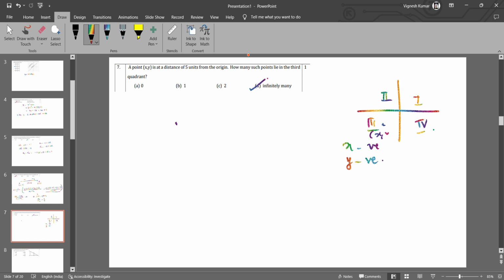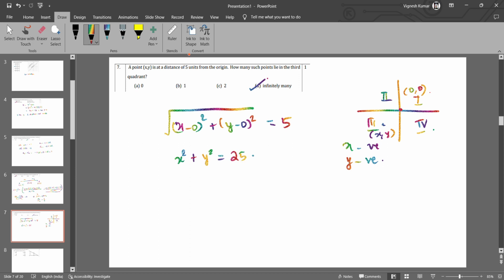There is a point, say x comma y, in the third quadrant, which is 5 units distance from the origin. So by using the distance formula, we have the square root of x minus 0 whole square plus y minus 0 whole square equal to 5. So we get x square plus y square is equal to 25. So let me take the value of x to be minus 1, since x is negative in the third quadrant.